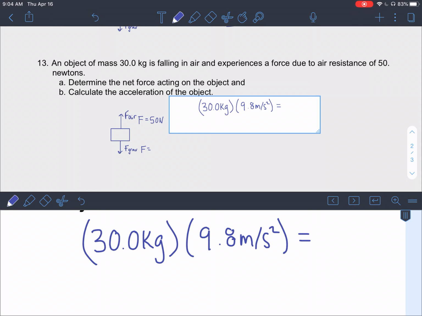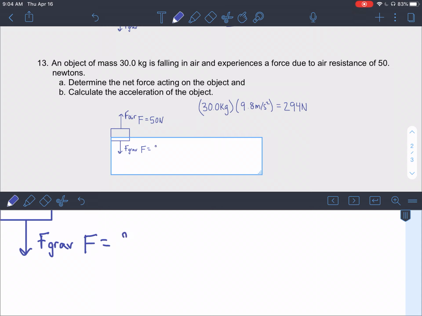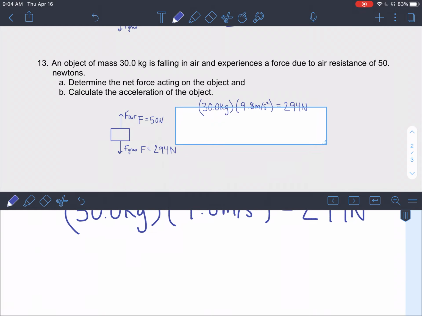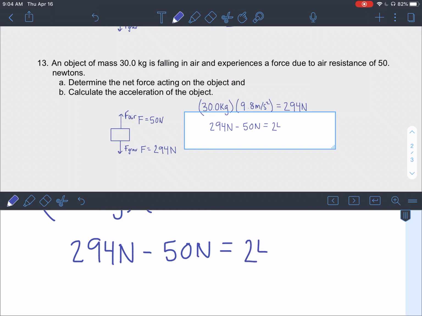So the force that we calculate with this is 294 newtons. Let's go back over here and write that in. 294 newtons. Okay, so if we need to calculate the net force on the object, we have to find the difference of the two. So 294 newtons minus 50 newtons. So the net force acting upon this is 244 newtons.